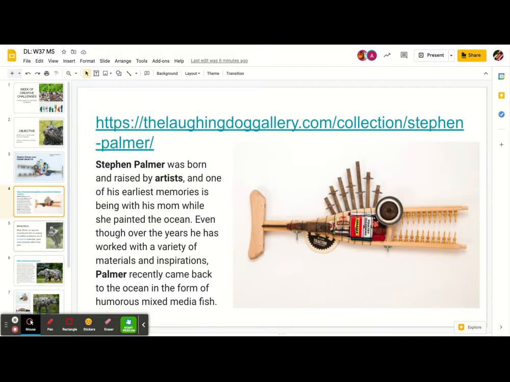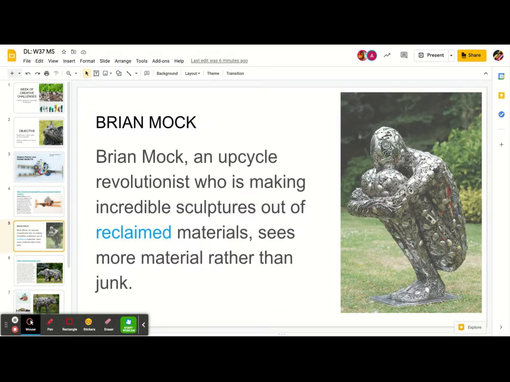Next up, so that was Stephen Palmer. We're going to look at Brian Mock, which we saw earlier. He's an artist that mostly uses upcycled materials, mostly silver, things that he could weld together. And when I'm talking about welding, I'm thinking about you need a hot flame or some sort of hot tool to adhere two pieces of metal together. So welding is his thing to attach these.